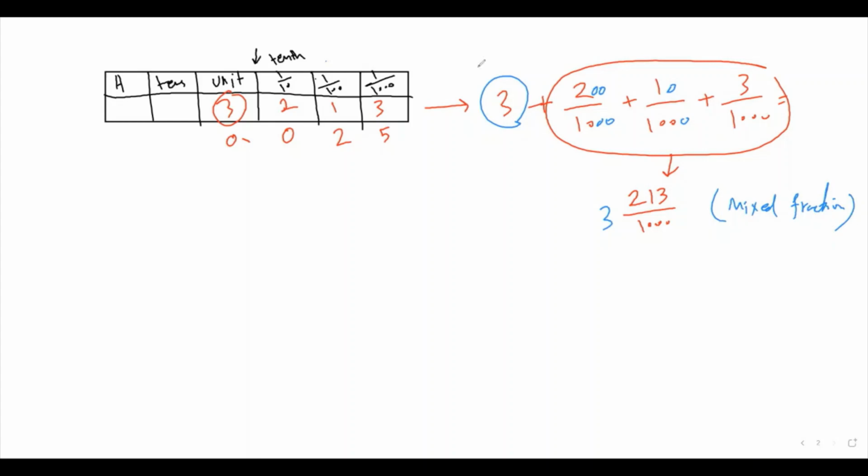For the second one, this is 25 over 1,000, right? And how did we get this? Well, this is 0, so you can skip that. This is 2 over 100, or 20 over 1,000, plus 5 over 1,000, and the result is 25 over 1,000. Sorry, I missed a 0 here. And that's the answer. You can simplify this further.